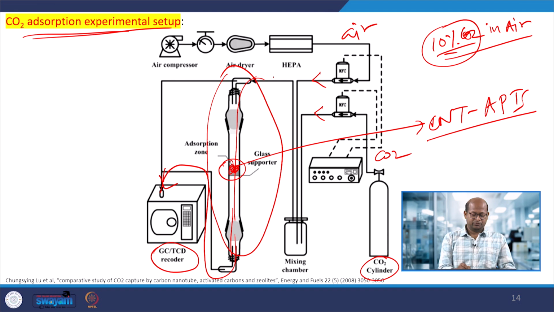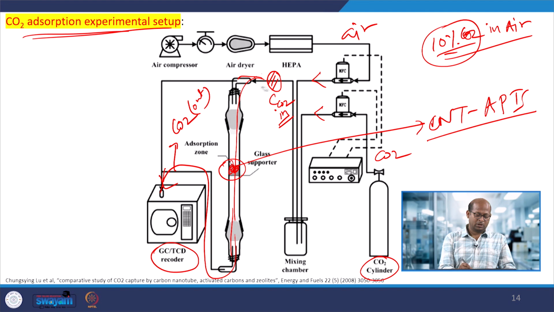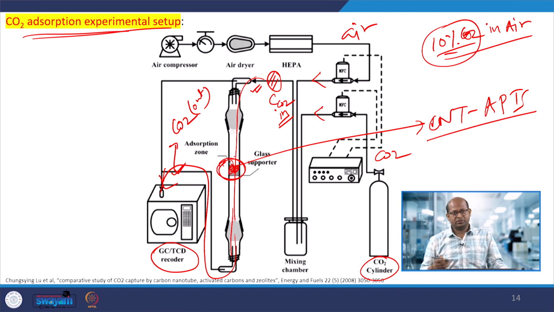Here is the concentration of CO2 in, and here is the concentration of CO2 out: this is before passing the CO2, and this is after. So we can measure the CO2 concentration at this particular point and at this particular point. Then the difference in concentrations we can get with the help of GC, and from that we can find out the amount of CO2 adsorbed in this particular material. Then the adsorption capacity we can easily calculate.